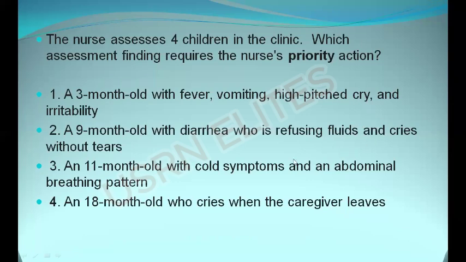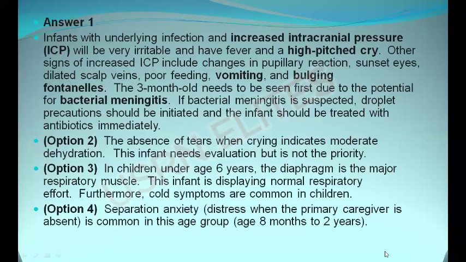Between dehydration, when you prioritize according to ABC, it's circulation though. But in this one, the brain is directly involved. Brain over circulation. So it's like brain over heart. When prioritizing, you prioritize the brain. Let's look at the rationale and understand more.